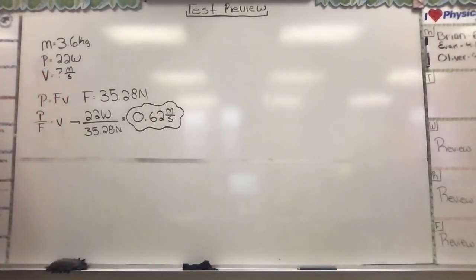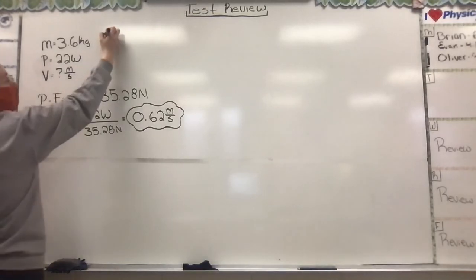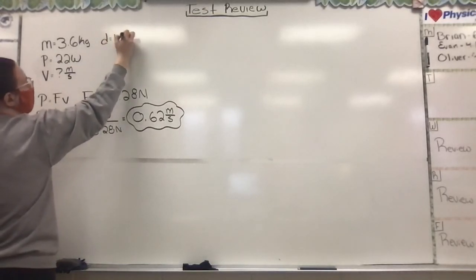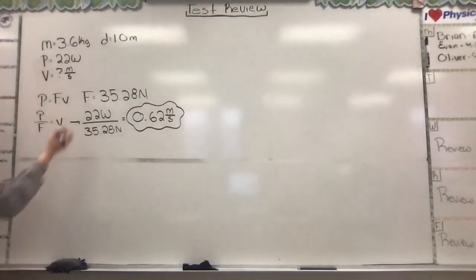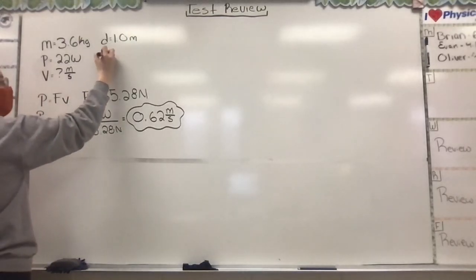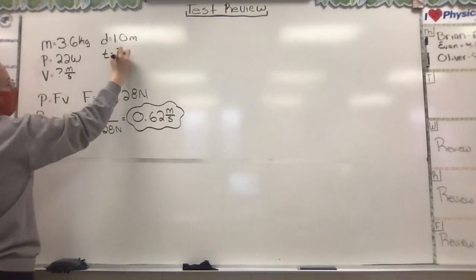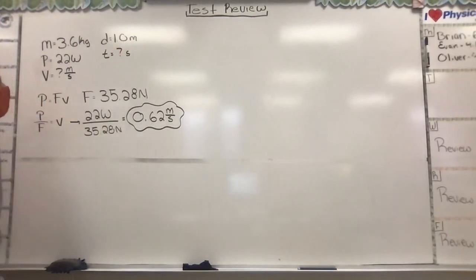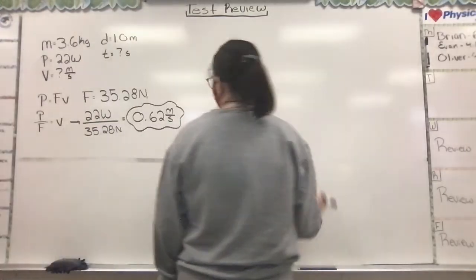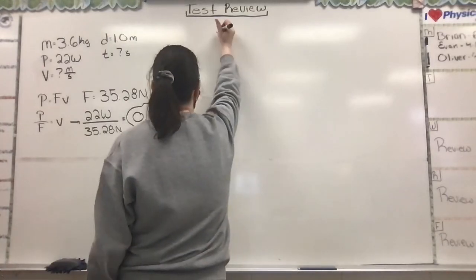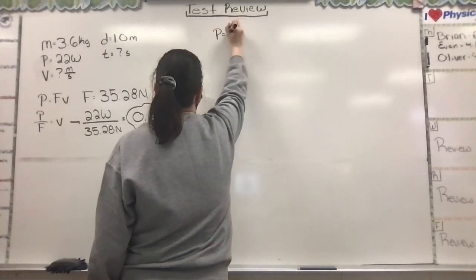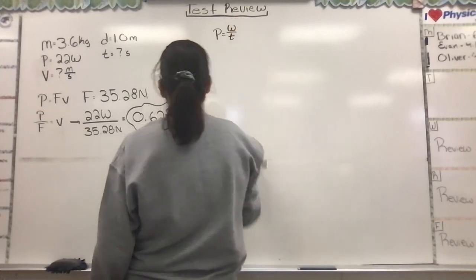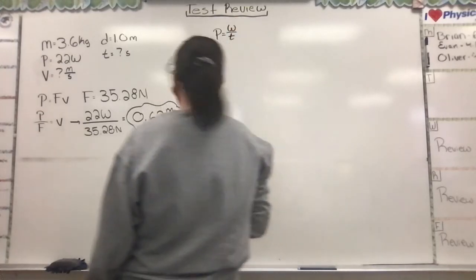Now, Trunks, what's the distance we're given in part B? 1 meter. Okay, what are we asked to find in part B? How long does it take? Okay, so that's going to be time when we say how long does it take. Okay, how are we going to find time? Power equals what over time? Okay, so what do we need to do?